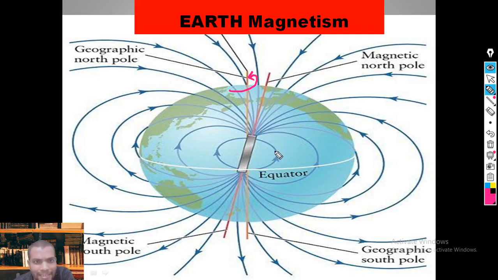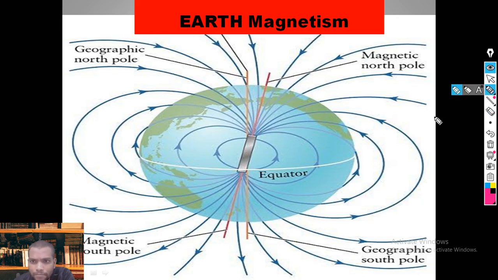And another thing is the magnetic axis. If you treat Earth as a bar magnet, the bar magnet has a north pole and a south pole. An imaginary line which passes through the magnetic poles is known as the magnetic axis. So the Earth's rotatory axis is different from the Earth's magnetic axis, and there is an angle between them. The angle between the Earth's rotatory axis and the Earth's magnetic axis is around 11.3 degrees.